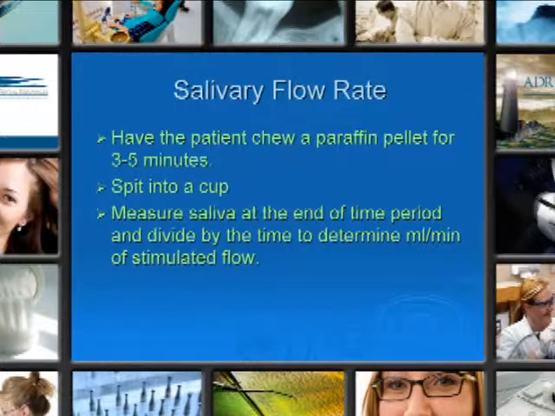Salivary flow rate: this is a very important test to look for. It doesn't have to be done all the time on all patients. Usually your observation skills will provide you the ability to see whether the patient has sufficient saliva.